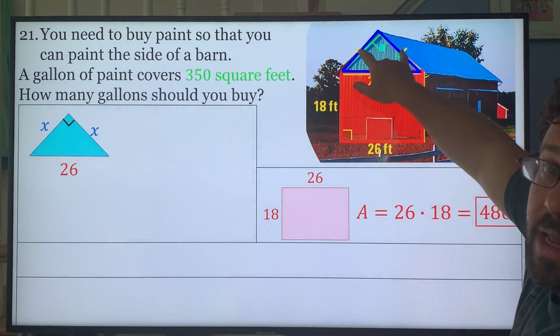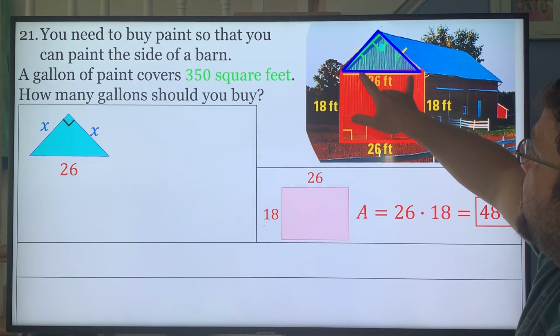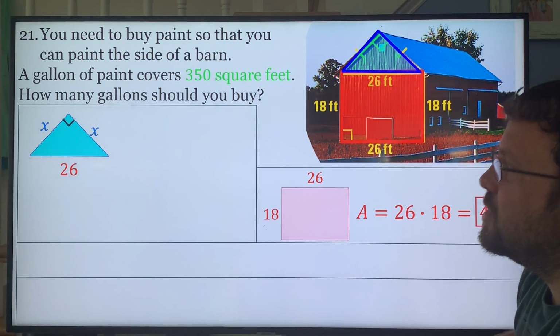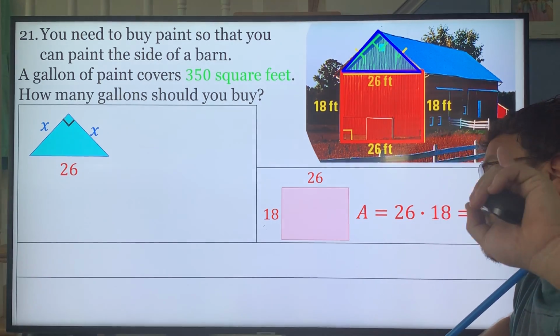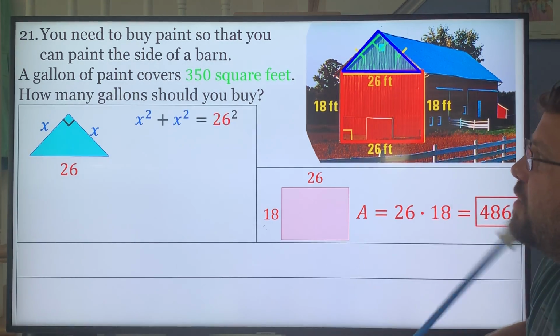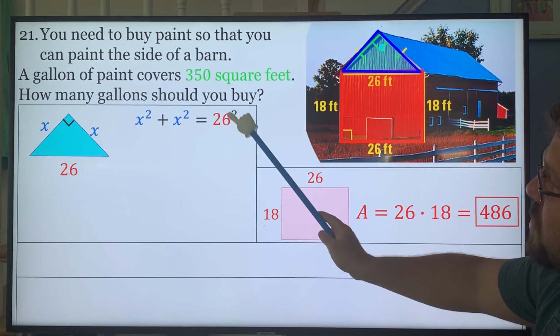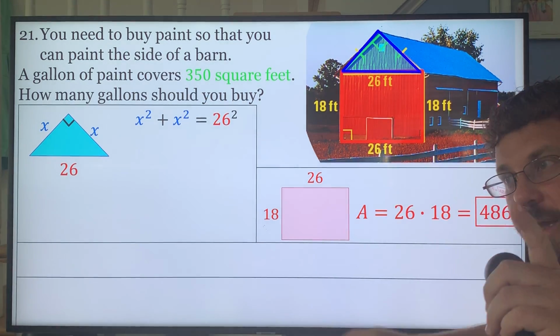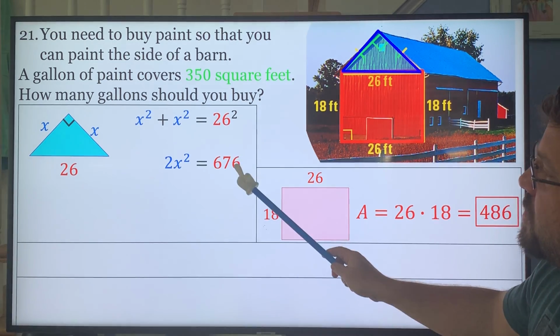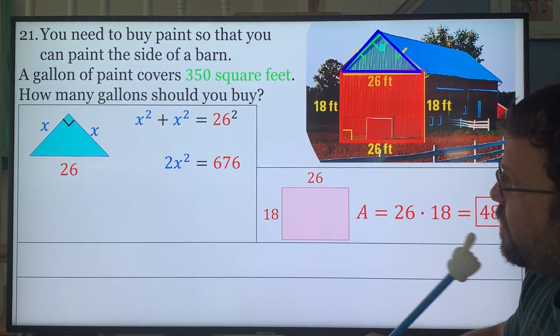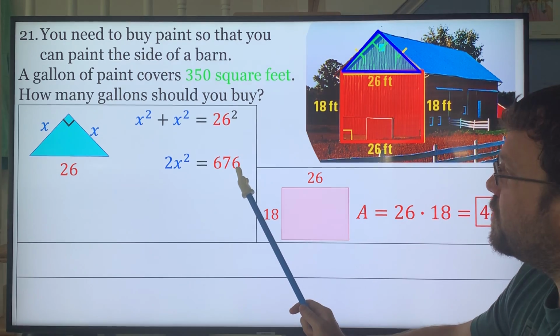You know they're equal because it's an isosceles triangle, and you know the hypotenuse is 26. So can we find what the x's are? We can use the 2 words. First word begins with P. Pythagorean theorem. x squared plus x squared is 26 squared. If you have an x squared and you add it to another x squared, how many do you have? 2x squared, okay? And that equals 676. Follow me still? What do we do?